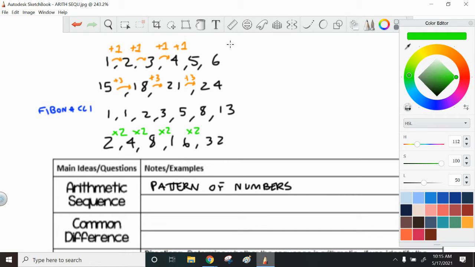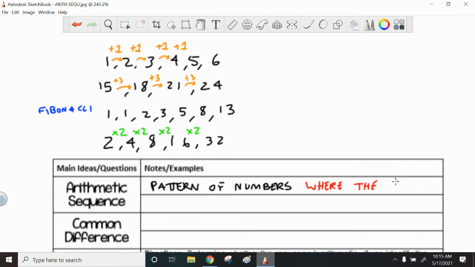Now, when we have specifically an arithmetic sequence, what that means is that we have a pattern of numbers where the same number is added every time.